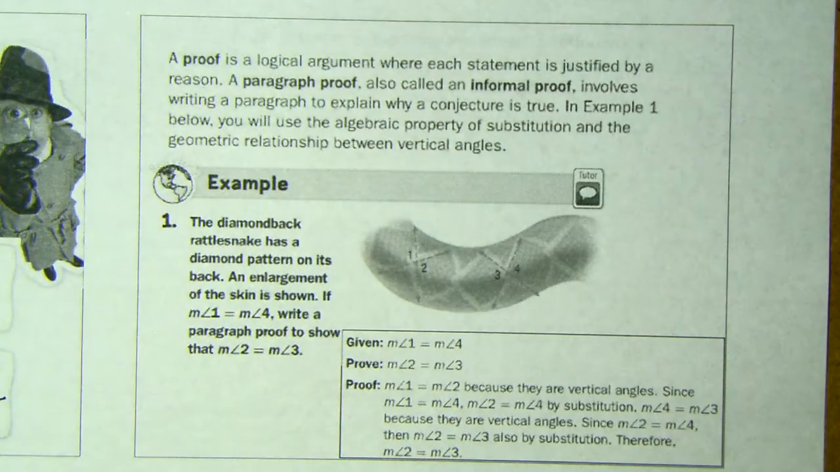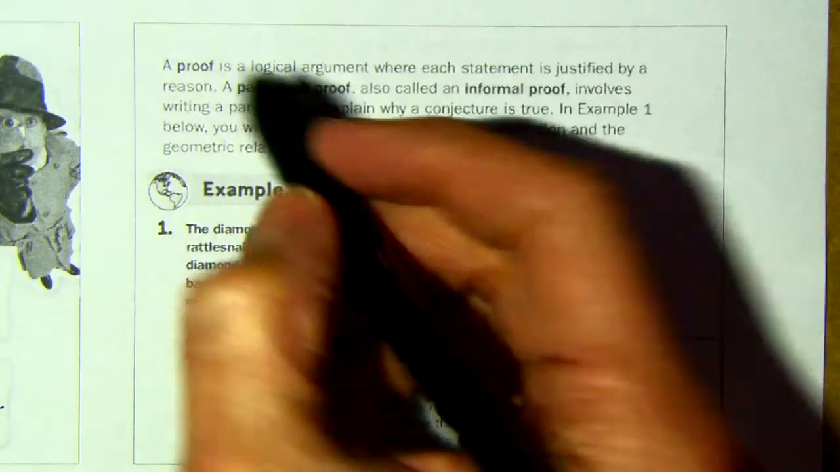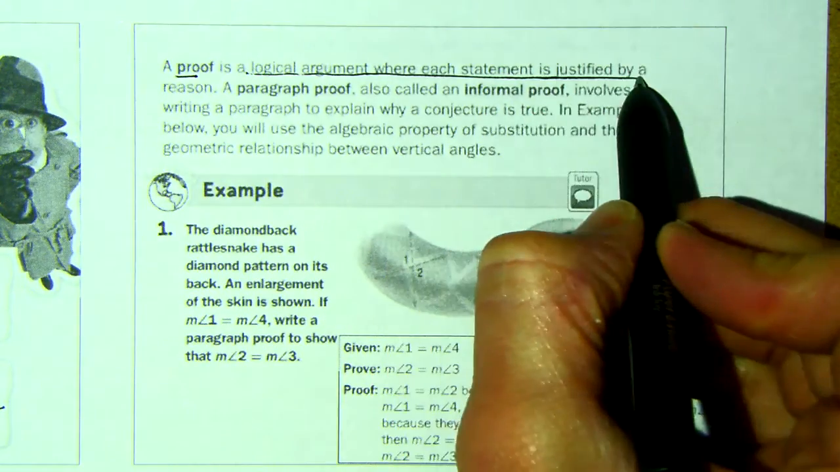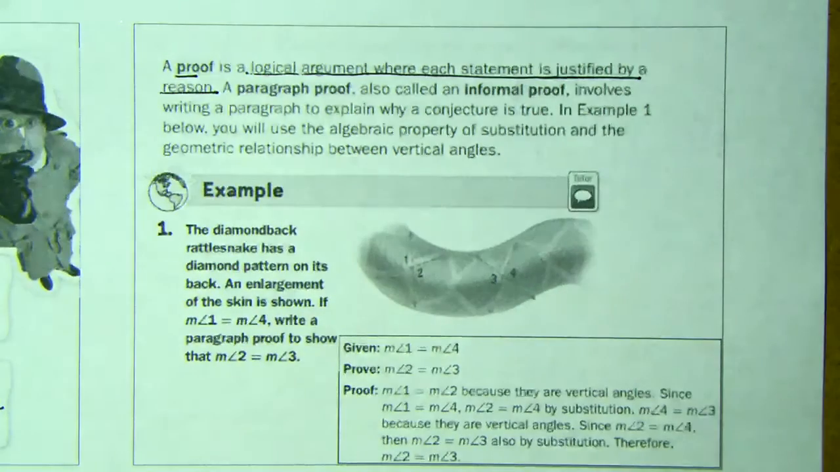Okay, so proof. You may want to add these to your vocab. A proof is a logical argument where each statement is justified by a reason. Now, we were justifying on our worksheet yesterday. Each time we make a statement, we say this is equal to this, we have to give a justification, like because they're alternate interior angles or because they're vertical angles. Okay, everything has to have a reason.